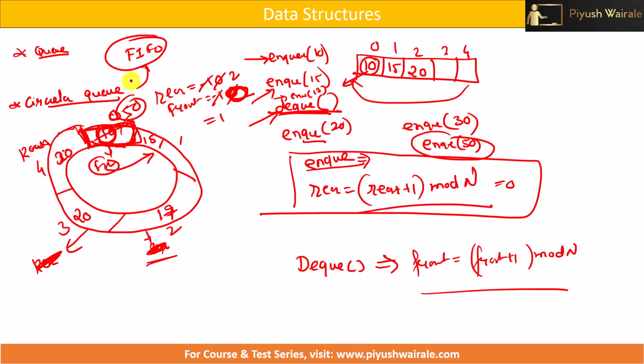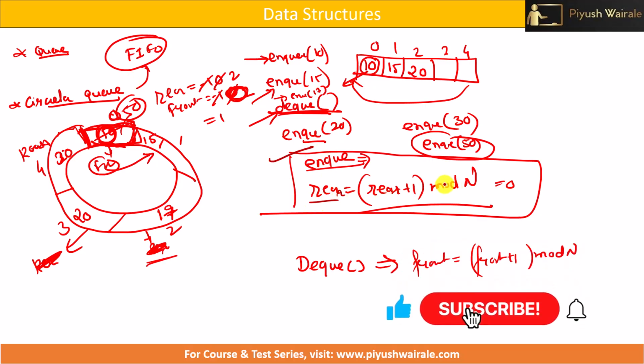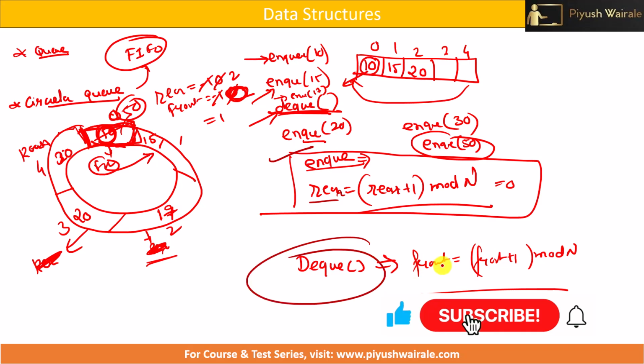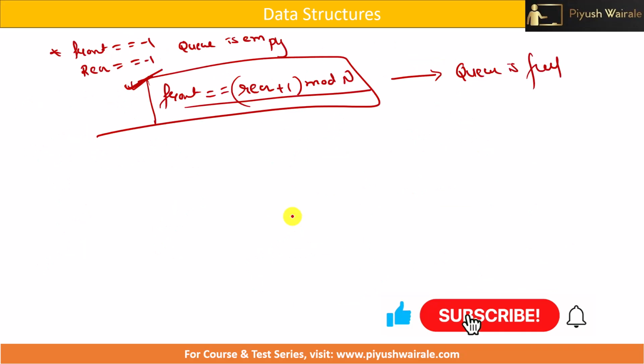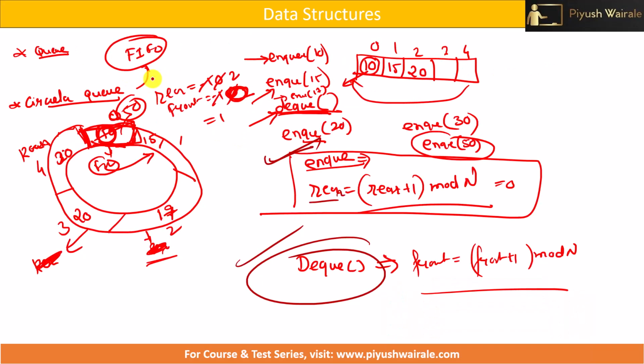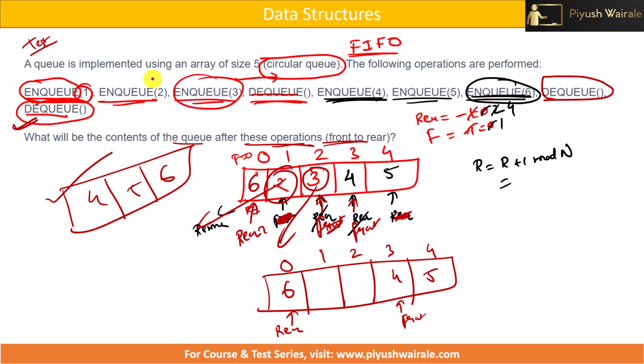So remember this condition, you can expect a simple 1 mark question here. And also, what happens in the case of NQ? Rear will be rear plus 1 mod n. In the case of DQ operation, front will be front plus 1 mod n here. So this important point you have to remember in the case of circular queue here. If you want to visualize this particular concept, let's try to do that. We'll consider this particular queue: 1, 2, 3, then DQ, 4, 5, 6, then DQ, DQ. Let's try to visualize this particular case now.